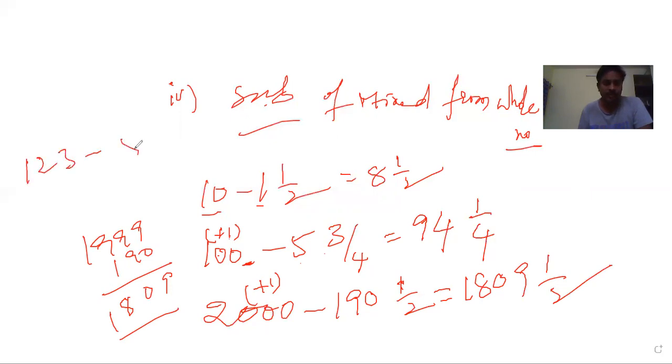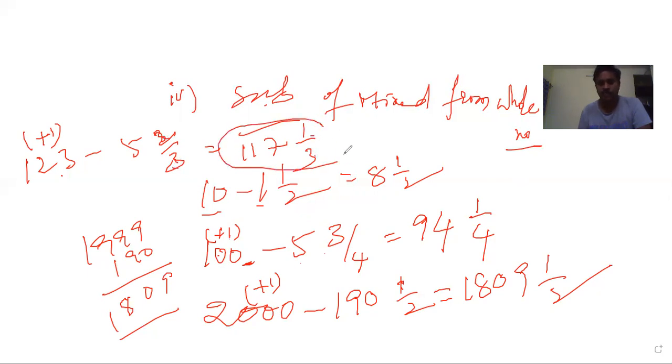123 minus 5 2/3. Now here, we put 1 as spare. The remaining is 122 minus 5, 117. 1 minus 2/3 means simply subtract here: 3 minus 2, 1, and the denominator value is 3. 1/3. This is the value of this one. So in this way, we subtract a mixed fraction from a whole number.